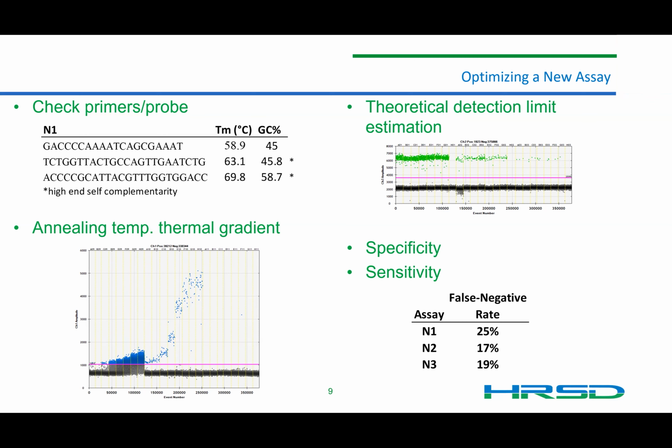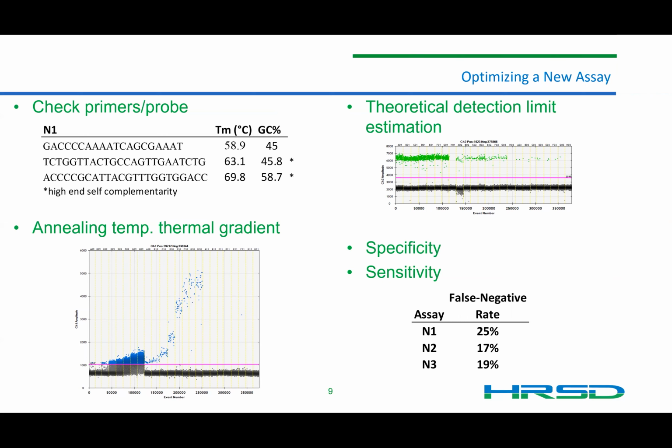After this, once we get the primers, probes, and our standard in stock, or once we get into our lab, we always run an annealing temperature thermal gradient, and then figure out the theoretical detection limit. So for the annealing temperature, that's what you're seeing at the bottom left. This is a figure of us optimizing the distance between our baseline droplets and our positive droplets.